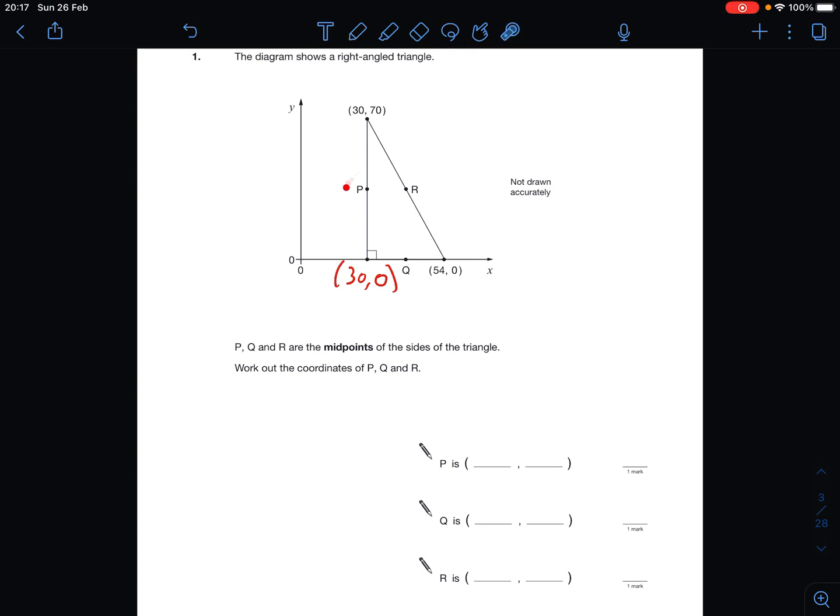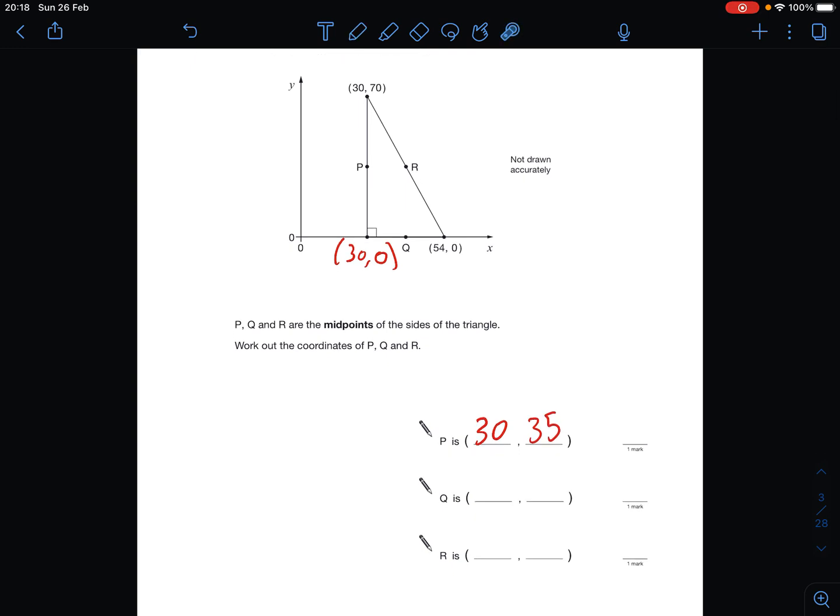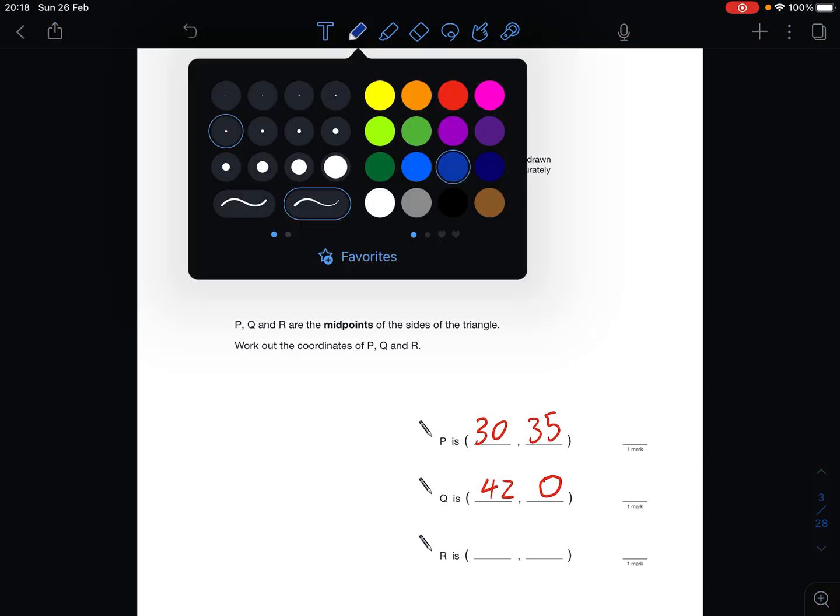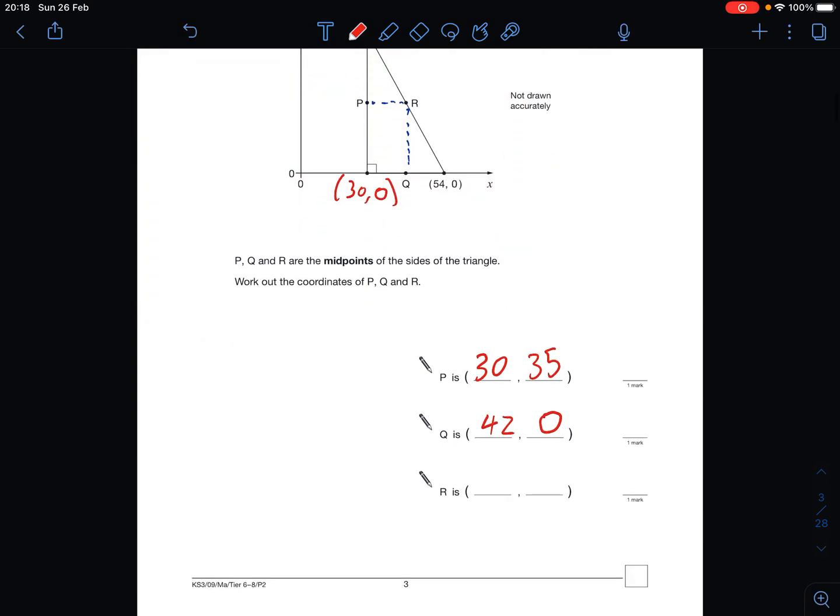So this point P is going to have x coordinate of 30 and y coordinate in between 0 and 70, that is 35. The point Q is in between 30, 0 and 54, 0, so it's going to have y coordinate 0, and it's going to have x coordinate in between 54 and 30, that is 42. Now R, if you look, is in line with P and Q, so it's got the same y coordinate as P, it's got the same x coordinate as Q, so that gives me 42, 35.